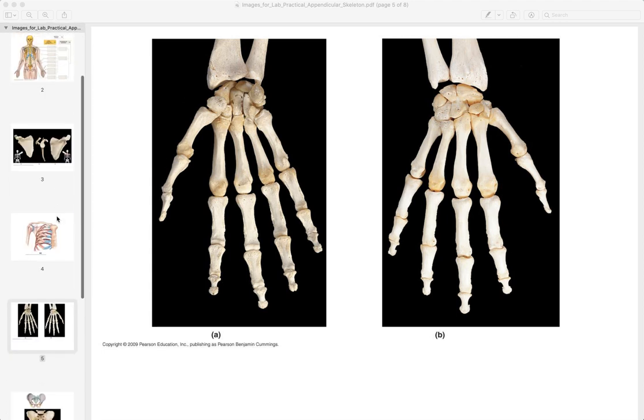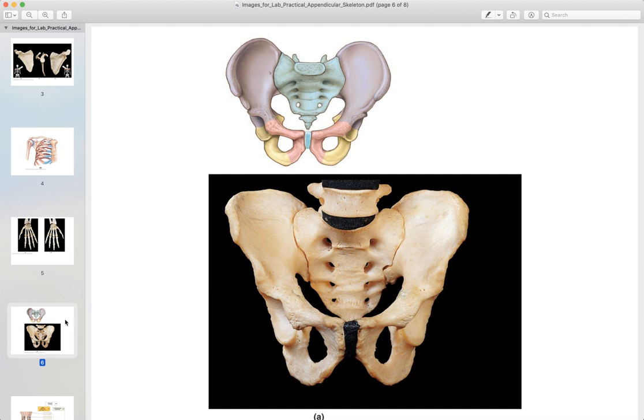So we'll move to a different image, this one here. We're looking at the coxal bones. There's 3 fused bones: the ilium, ischium, and the pubis. Okay, so we have the ilium, the ischium, and the pubis here. Now we'll go to the legs.